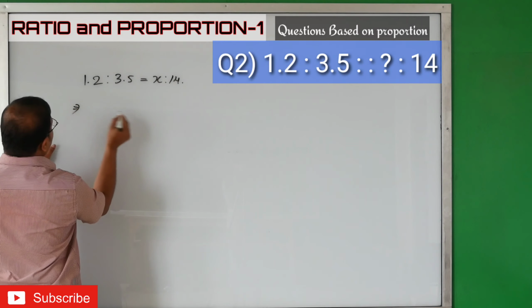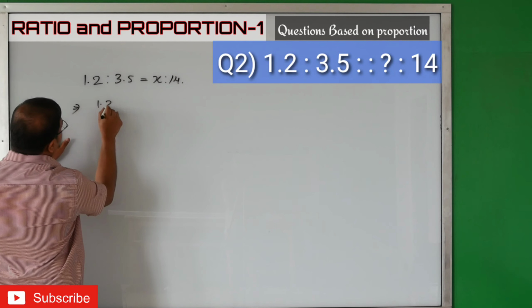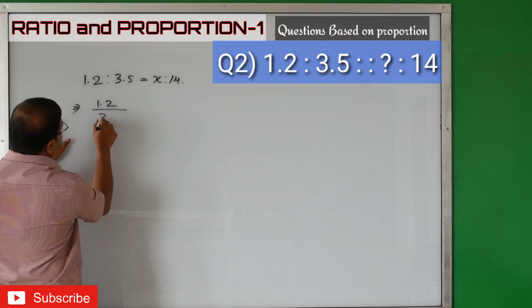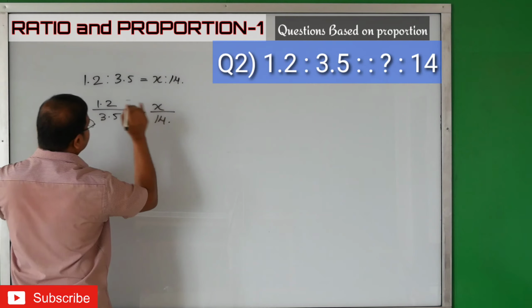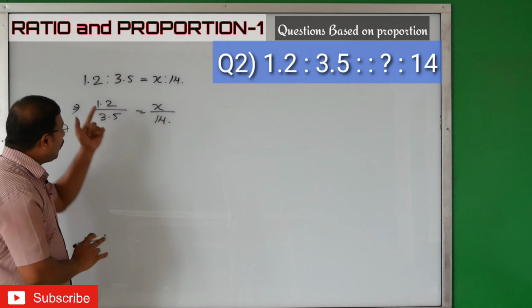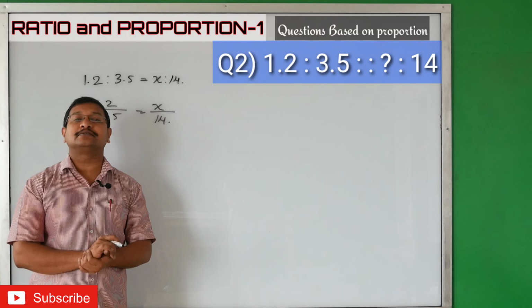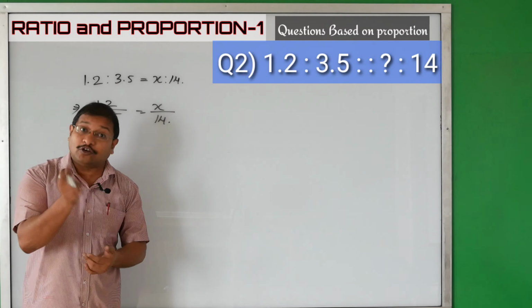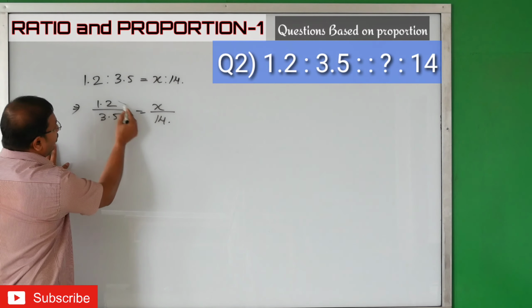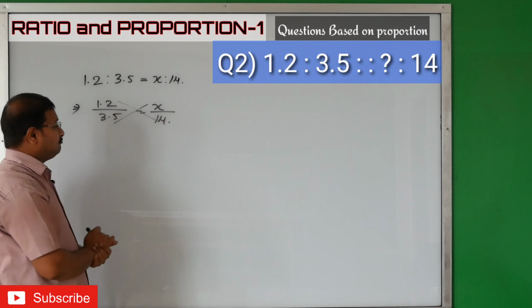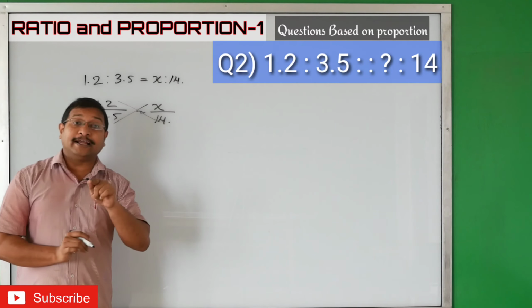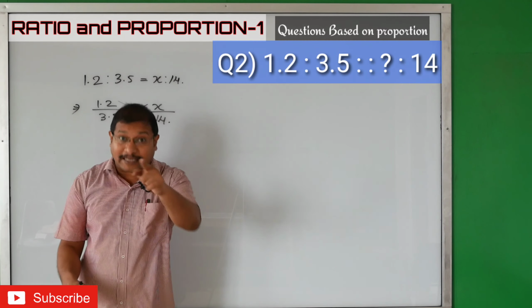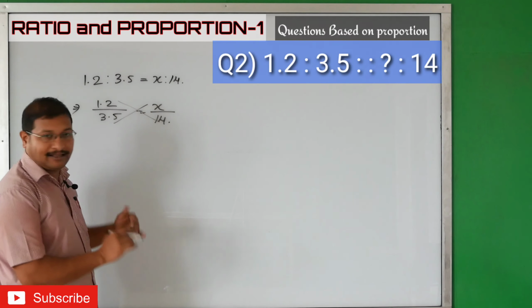This implies we can write 1.2 divided by 3.5 equals x by 14. I told before, product of the end terms equals product of the extremes. That one you can directly take as cross multiplying. That's the meaning. Got it? Before I told product of the end terms equals product of the extremes. This time we can take this directly.